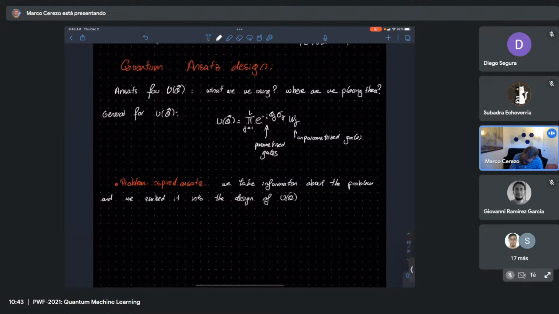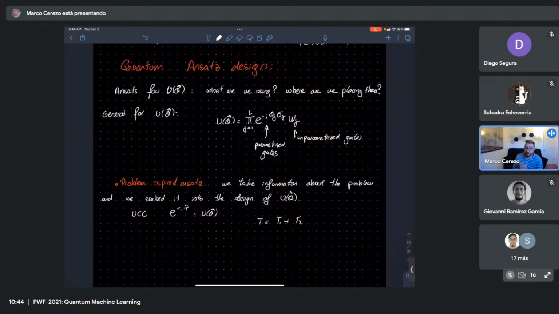So we saw two examples of this. One example is the unitary coupled cluster ansatz, where we saw that our operator or ansatz was of this form, where T was a summation of single body and two body excitations. So why is this problem inspired? First of all, because we're already working with quantum chemistry, and we start with the solution of the mean field equations. Our initial state is the Hartree-Fock state, and we know that the solution to our problem is just going to be performing excitations over that Hartree-Fock state.